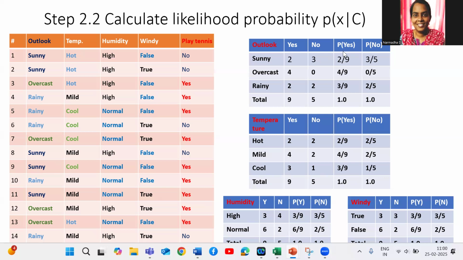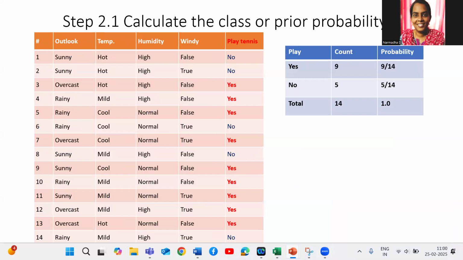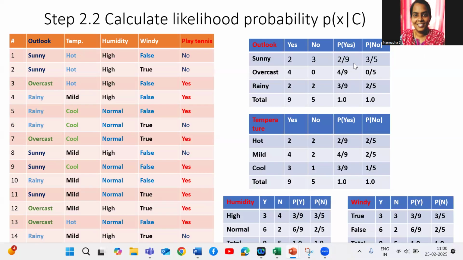So the probability of yes is out of 9 days, because the probability of yes in the previous step we have calculated, it is 9. So out of 9, when the outlook is sunny, the probability is 2 divided by 9. And the probability for no is the remaining days, it is 3 by 5.